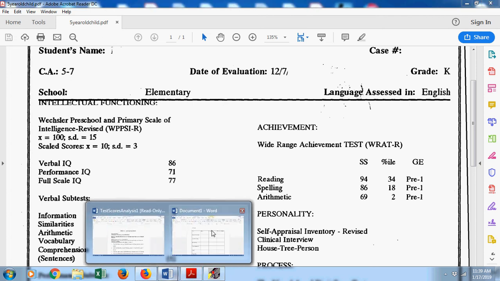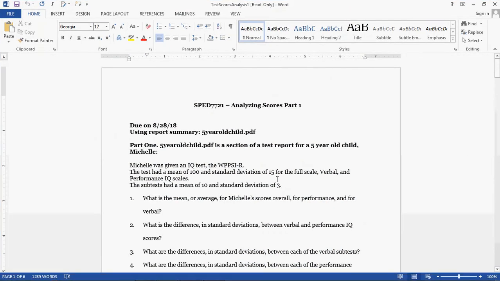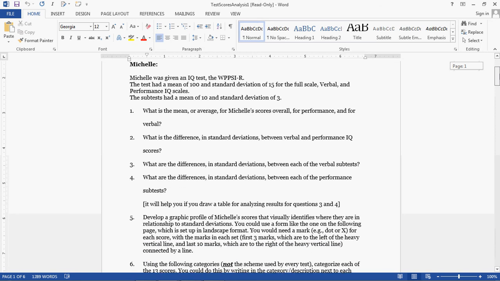So now, let's look at the questions here. The overall performance is stated on there for you. That's just reading the test. What is the distance of standard deviations? Well, subtract them. And then see how many standard deviations it is. Same thing for 3 up here.